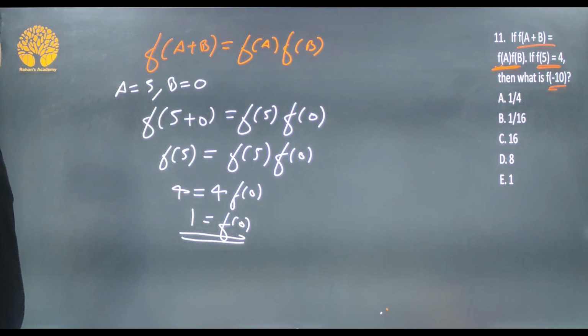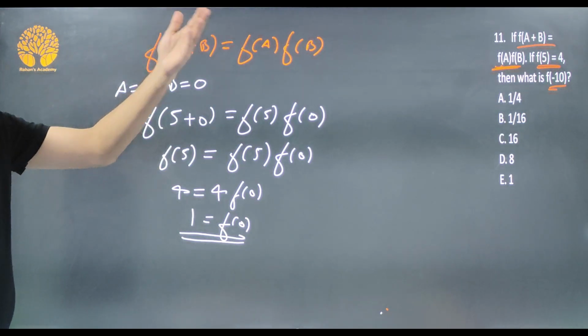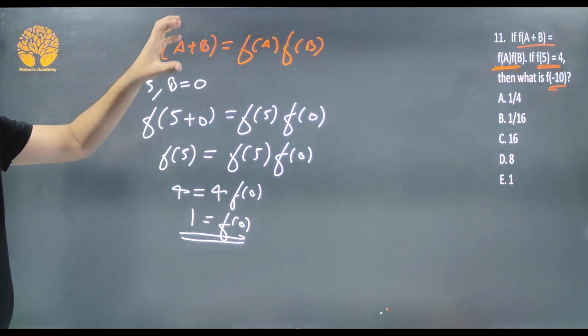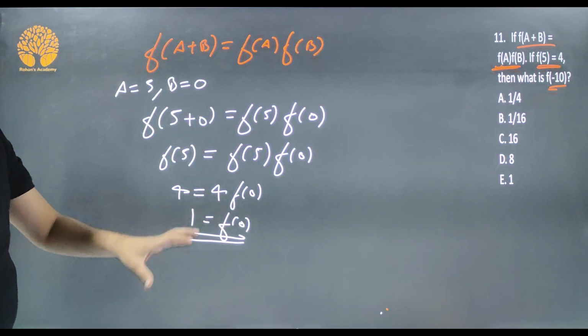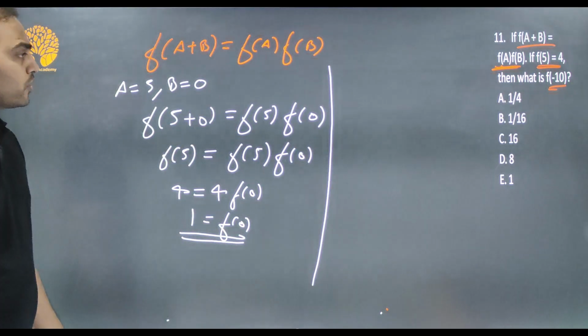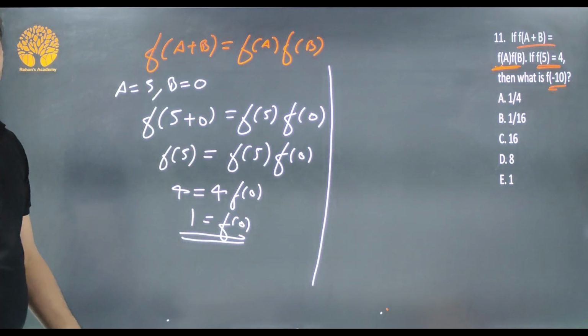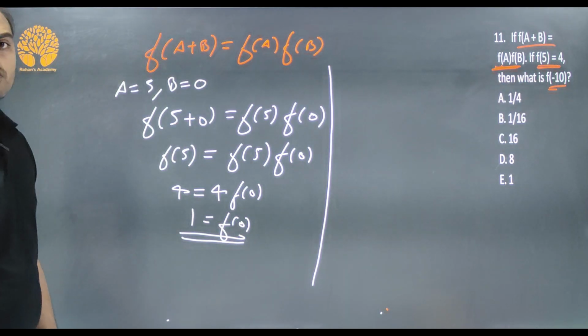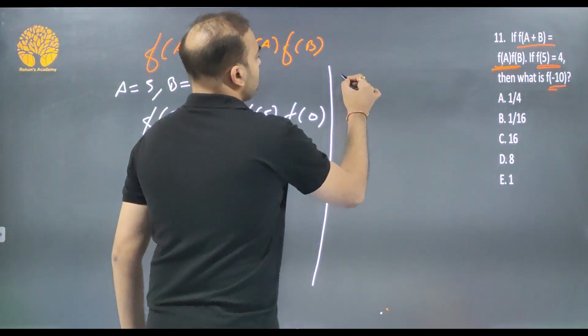Alright, so now I have f of 0. Let me get f of minus 5 now. We'll go step by step. From 5 we got 0. Now we will get minus 5, then minus 10. We have 5, we have 0. Let's figure out minus 5.